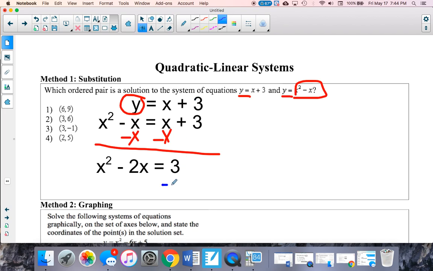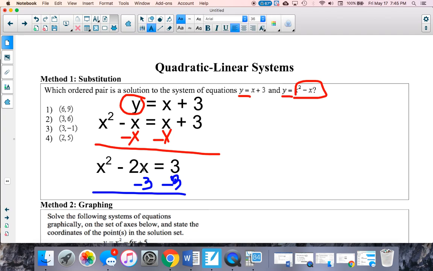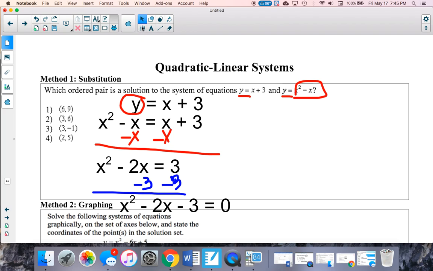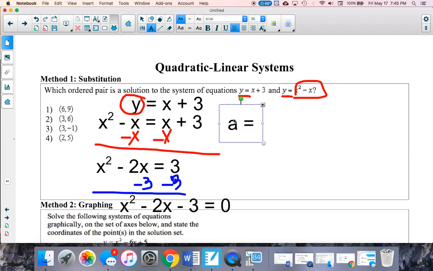And I need to take away the 3. Minus 3. Just be mindful that you can't combine these because there's an x here and there is no x here. So I end up getting x squared minus 2x minus 3 equals 0. And now I can begin to solve by identifying our a, b, and c values. A is 1, b is negative 2, and c is negative 3.